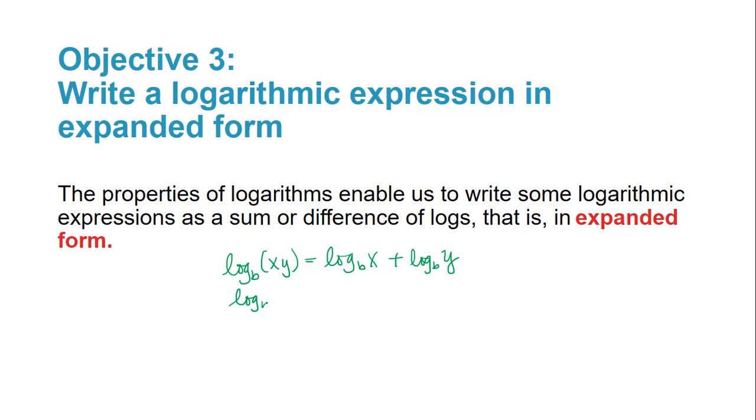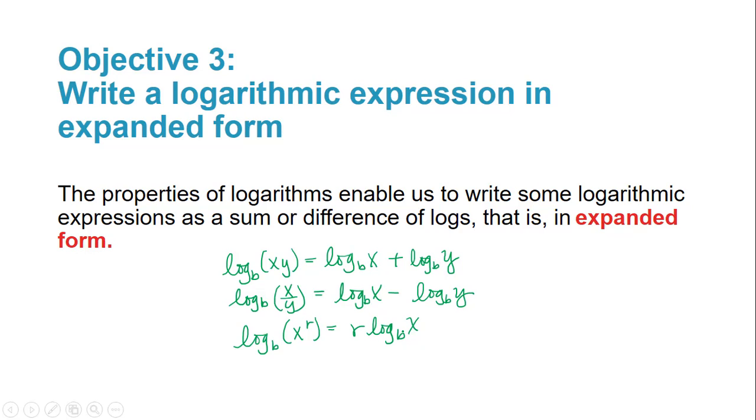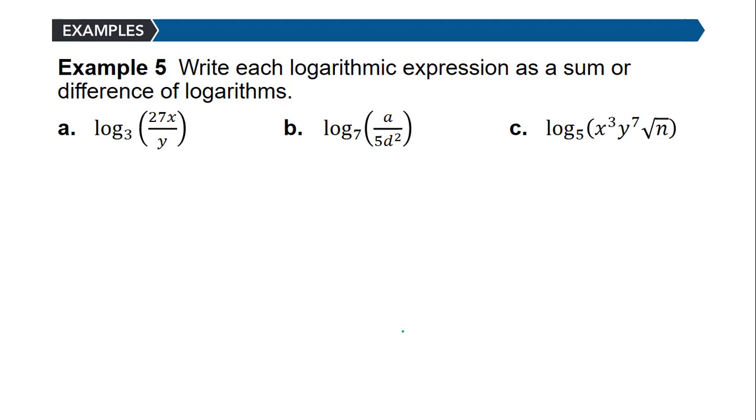Log to the base b of the quotient x over y is equal to log to the base b of x minus log to the base b of y. And finally, log to the base b of x to the r is equal to r times the log to the base b of x. So those three properties you really need to have committed to memory. Now we will apply these, and we want to write each expression as a sum or difference of logarithms.